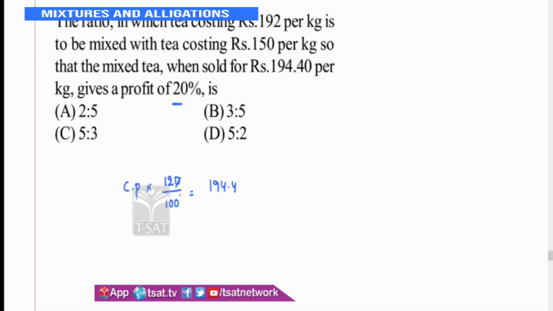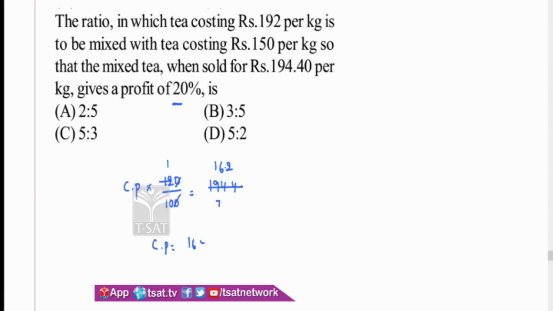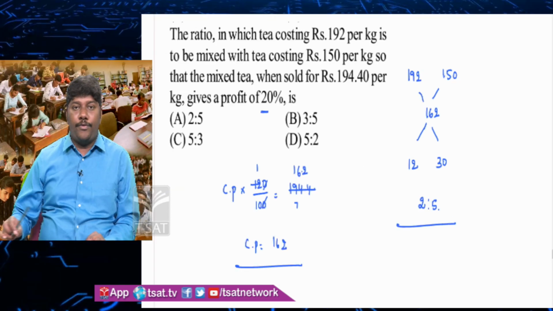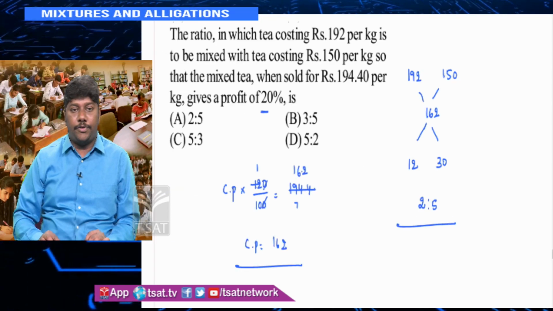The zeros anyway cancel. Cancel it in the 12 table: 12 ones are 12, 12 sixes are 72, then again 2s. So you want the mixture to cost 162. But what is the first type? It is 192 rupees per kg. The second type is 150. What is the mixture cost? 162. Therefore, the difference here is 12, and the difference here is 30. The ratio must be 2:5. You are adding them in the ratio 2:5, so this must be mixed in the ratio 2:5.